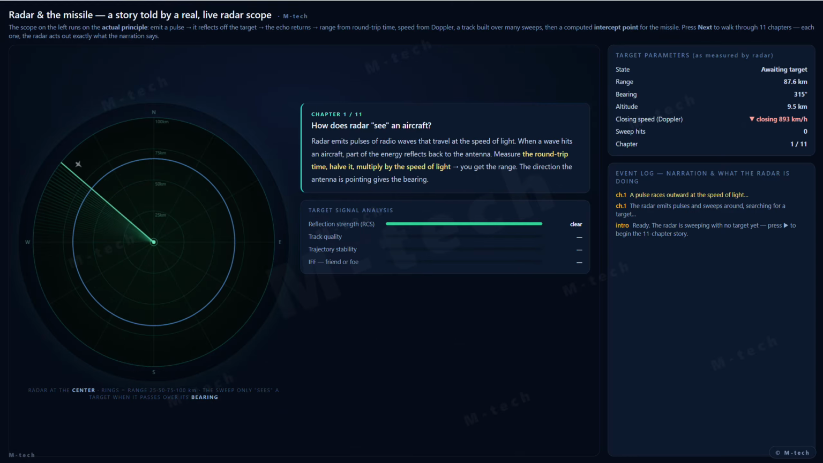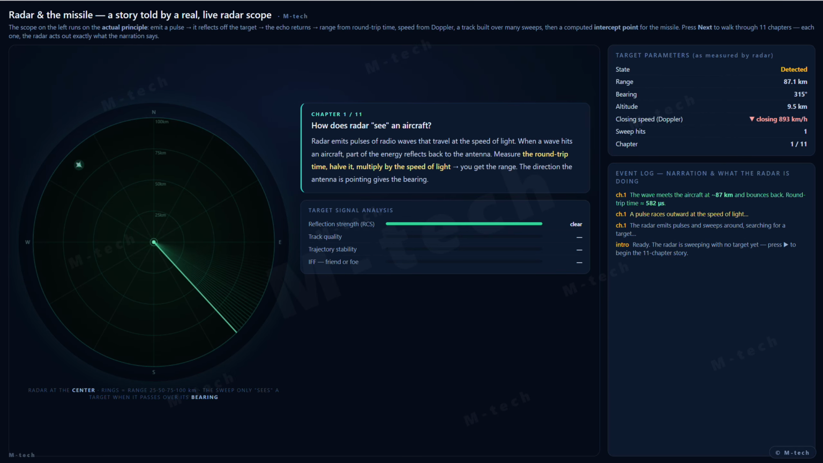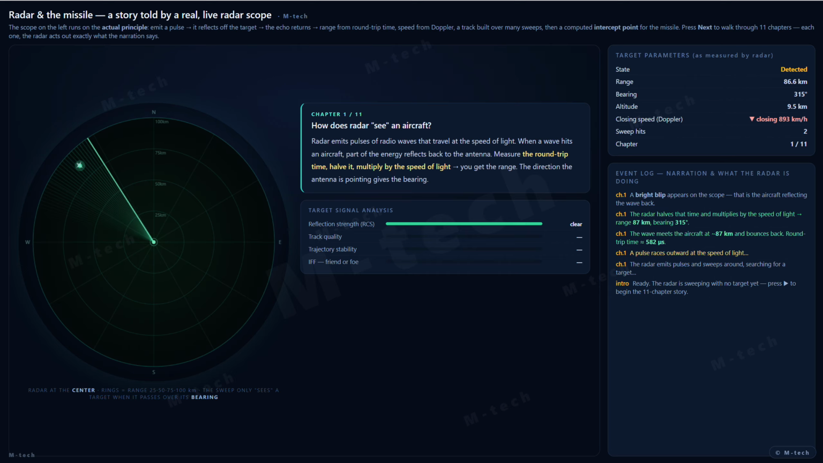How does radar see an aircraft? Radar emits pulses of radio waves that travel at the speed of light. When a wave hits an aircraft, part of the energy reflects back to the antenna. Measure the round-trip time, halve it, multiply by the speed of light, and you get the range. The direction the antenna is pointing gives the bearing.